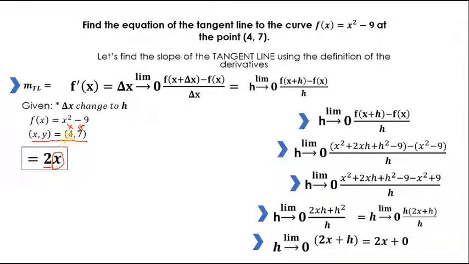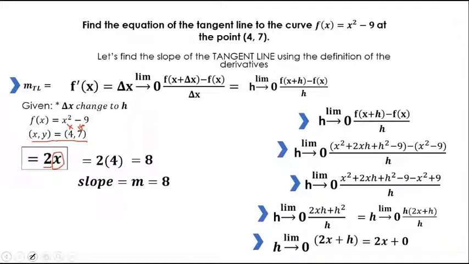What are you going to do? You get the 4, or the value of x in the point of tangency, and substitute it here to become 2 times 4, and that is equal to 8. Therefore, the slope now is 8. Question: is 8 our answer? No, we are not done yet, because 8 is not yet the equation. That is still the slope of a line. So you already have the slope using the formula.